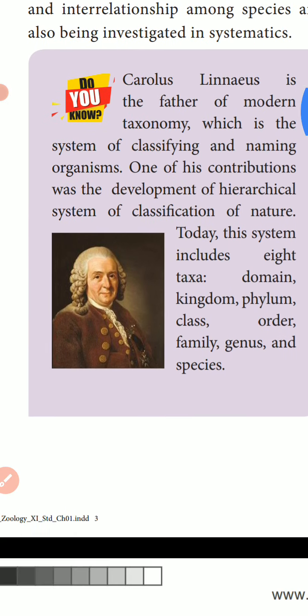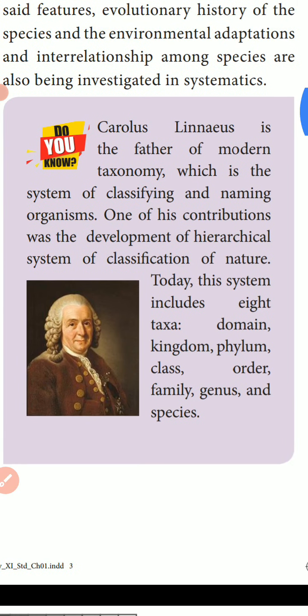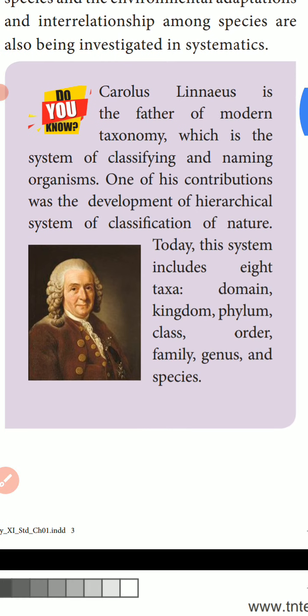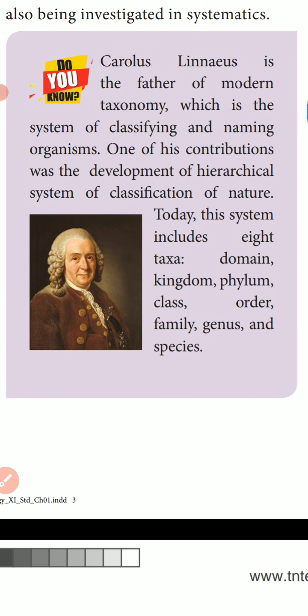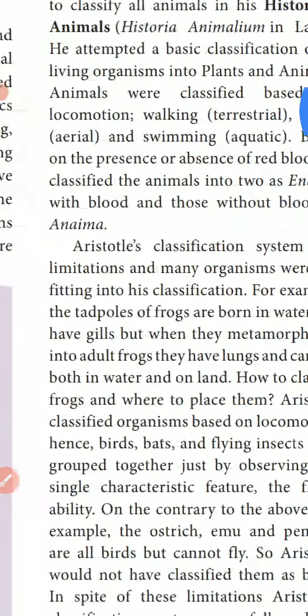Some information bits. Carolus Linnaeus is the father of modern taxonomy. Taxonomy is the system of classifying and naming organisms. One of his contributions was the development of a hierarchical system of classification of nature. Today, this system includes 8 taxa: domain, kingdom, phylum, class, order, family, genus, species. Just underline these 8 taxa.